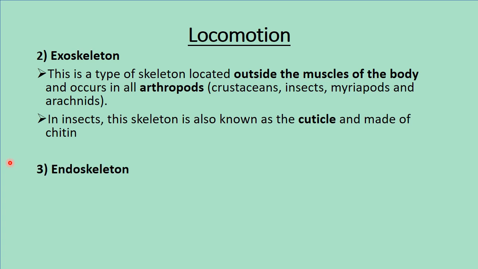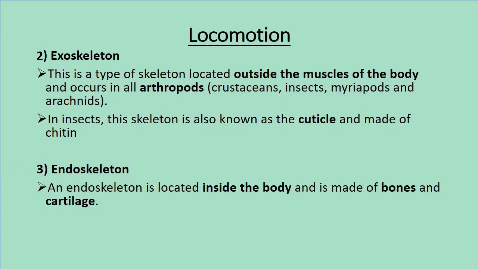The last one is endoskeleton. Endo means inside. So endoskeleton is a skeleton which is located inside the body and is made of bones and another substance called cartilage. So this endoskeleton is made of two materials, bones and cartilage. Okay, so we're going to take a look at what a cartilage is and what a bone is.